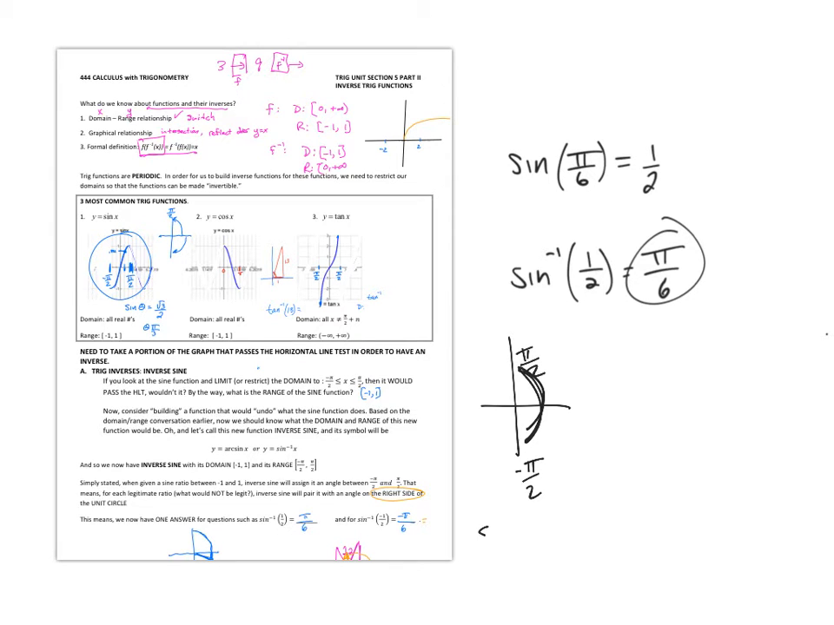And for what it's worth, inverse tangent uses those same angles from negative pi over 2 to pi over 2. But for cosine, you're going to use the top part of the circle from 0 to pi. So inverse cosine is always going to result in an angle that's on the top of the circle. Inverse sine will use an angle that's on the right side of the circle, and inverse tangent will also use one that's on the right side of the circle.